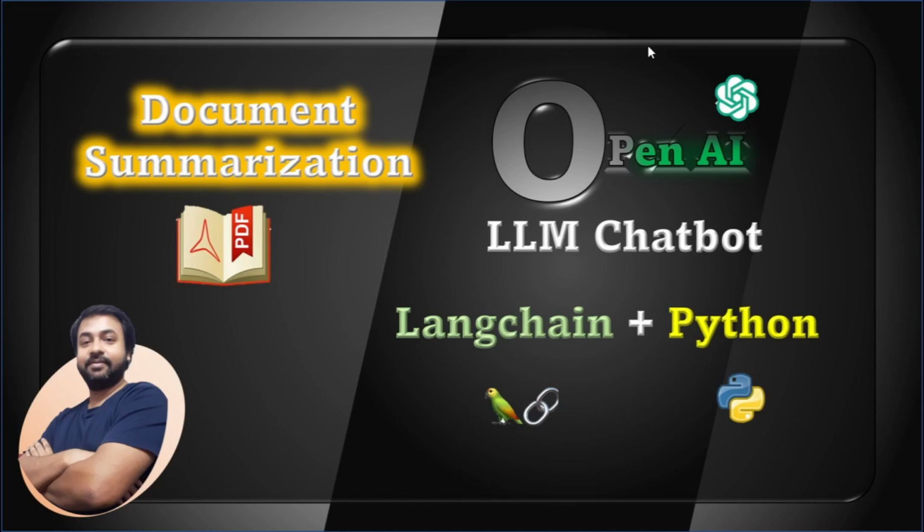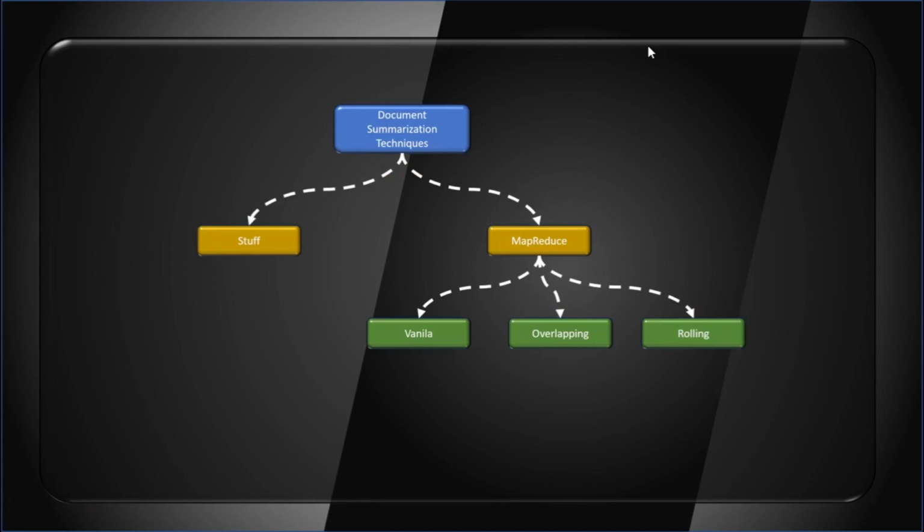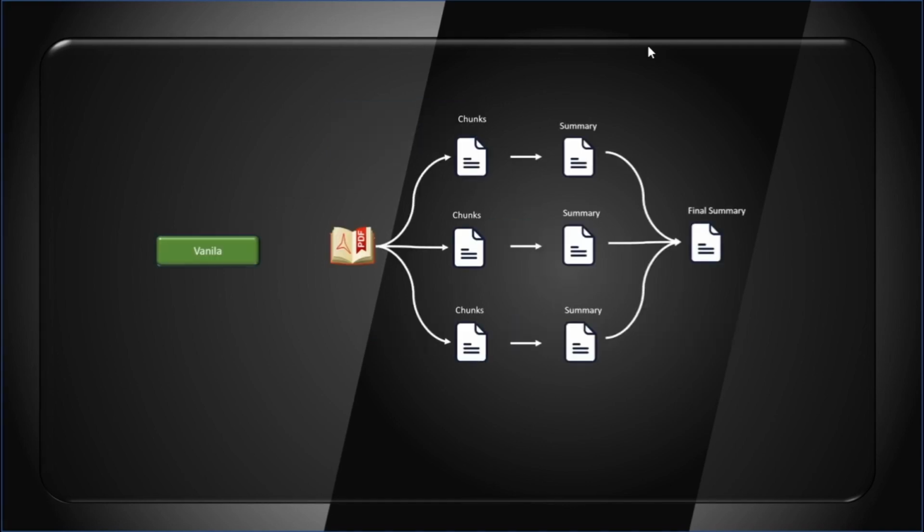Going ahead, there are a few techniques to do it, as I was mentioning. One is stuff. Then there is map reduce. Within map reduce, there are again three types. One is vanilla, so I call it, but I will explain why I say it. Then there is overlapping, and then there is rolling. Over here, we will start with the vanilla.